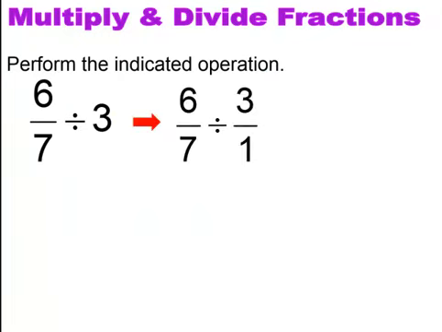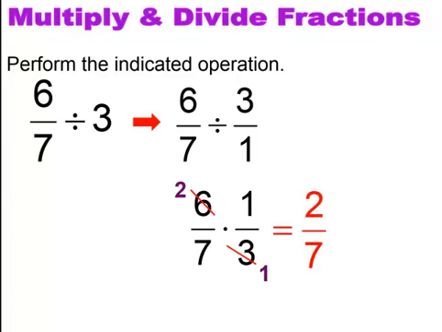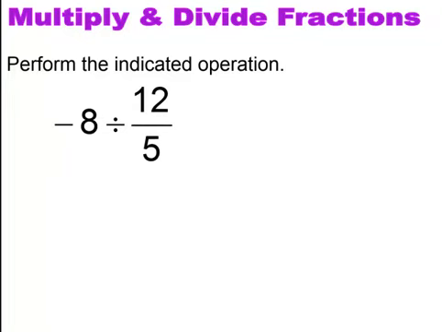So you're going to put that whole number over 1. You're going to keep the first fraction. You're going to change it to multiplication and flip the second fraction. Simplify, and then you're going to multiply across. So you should have gotten 2 over 7. Pause and try.